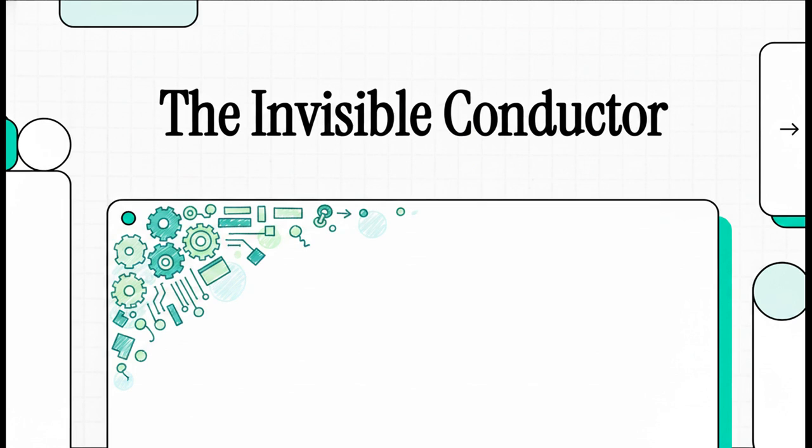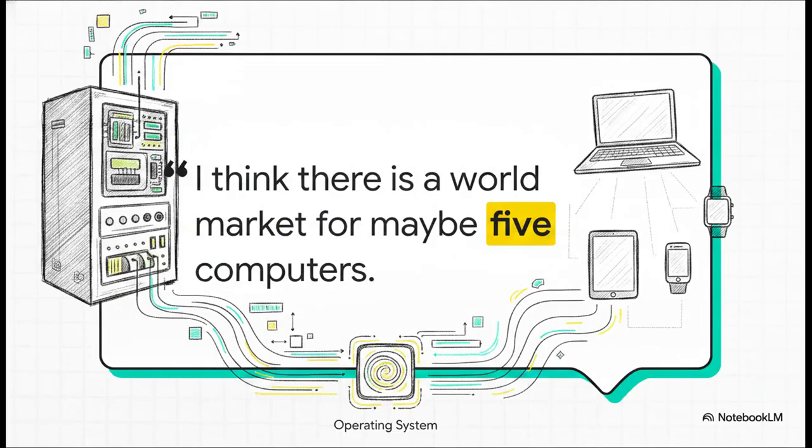Let's get into it. But to really understand where we are today, we kind of have to look back at where we started. There's this famous quote attributed to Thomas J. Watson, the former chairman of IBM. He supposedly said, "I think there's a world market for maybe 5 computers." 5! Looking back, that prediction is wildly inaccurate, right?